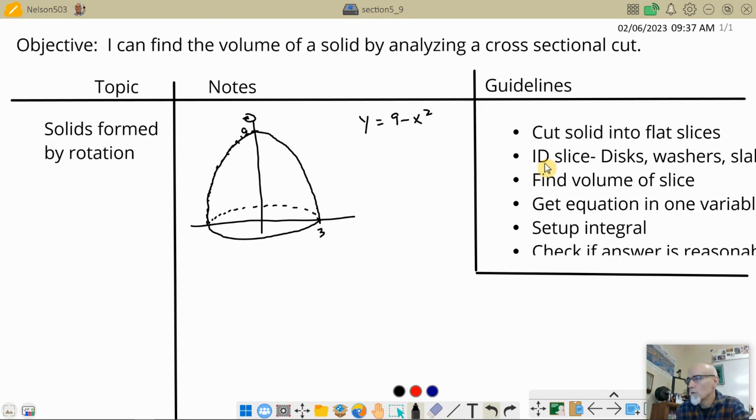The guidelines are on page 246, by the way. So I'll make that little note here on page 246. Okay. I think there's an important step here. We got to ID the slice, the cut. What solid did we just cut?